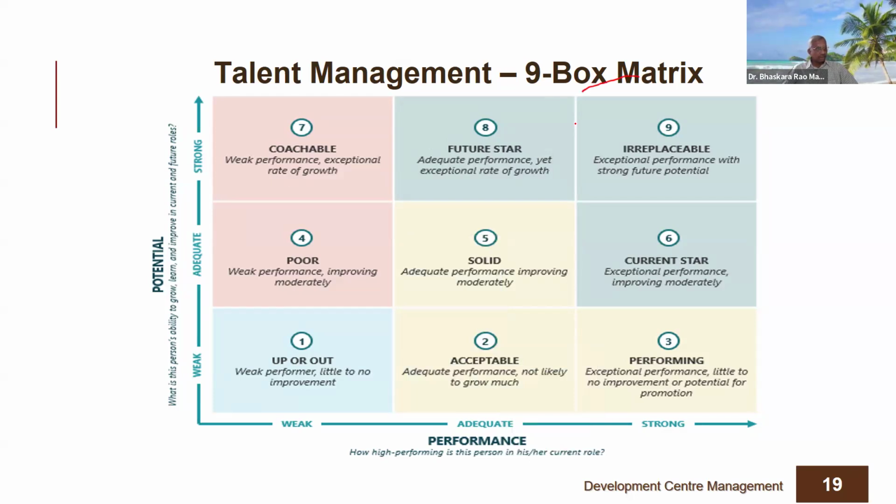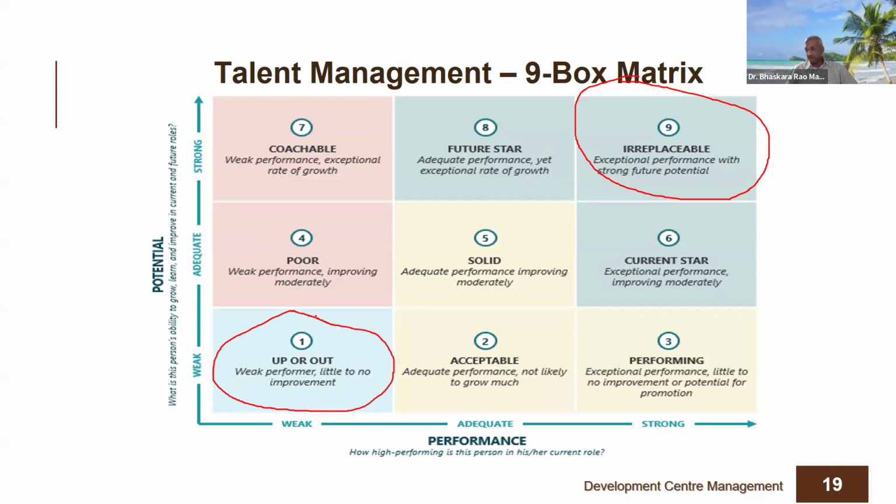Now, if you see this, obviously, this is the best and most sought after cell, where the performance is exceptional and the potential is also excellent. If you have somebody who can be placed in this particular cell, that person is a sort of irreplaceable. You cannot just find a substitute for that person. On the other hand, if you look at the first cell here, which is weak performance and no great potential, I think such people need not be there in the organization. You can get rid of them.